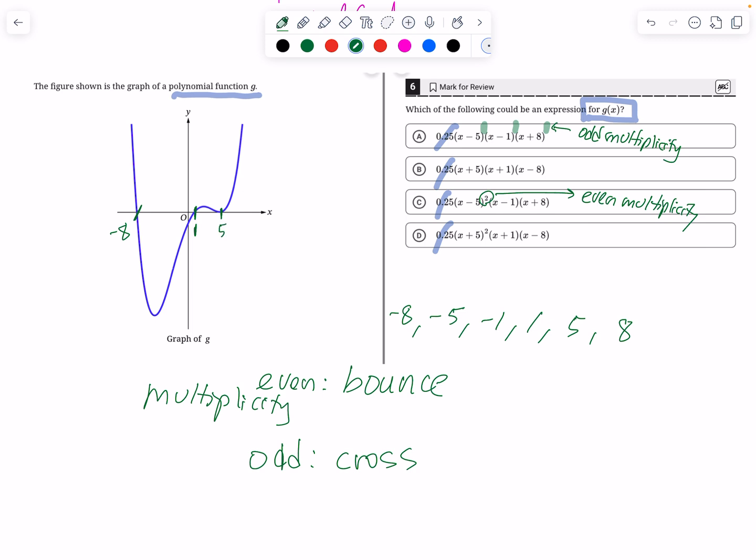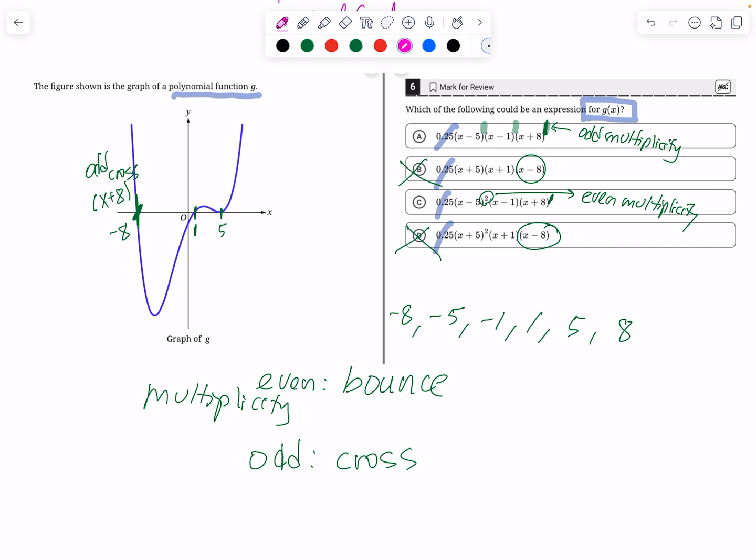And so if you see here, when the 0 was a -8, this means that the factor was x plus 8. And just to be clear, it crossed at -8. So because it was a cross, that means we need an odd multiplicity on x plus 8. So here we have x plus 8 with an odd multiplicity. This is not an x plus 8, so we cross this out. This is an x plus 8 with an odd multiplicity, and this is not an x plus 8, so we cross it out. So we are left with choice A and C.